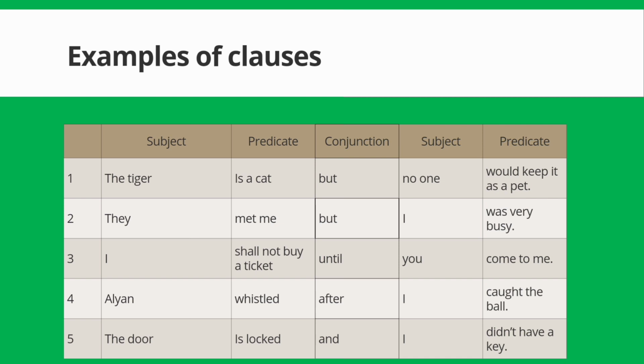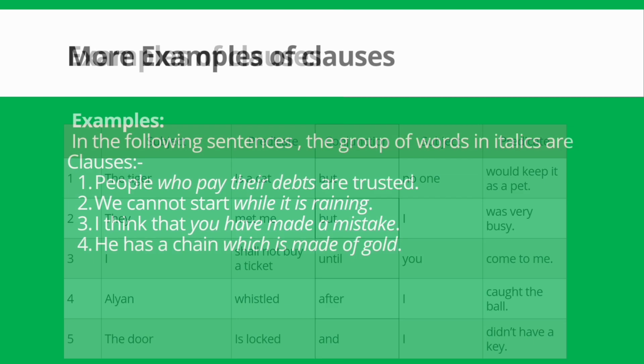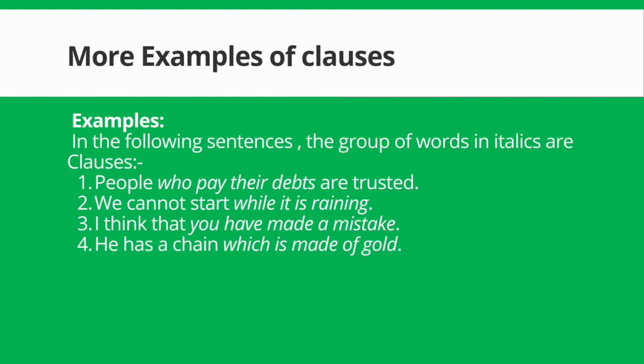In the second sentence, they met me, one clause, but conjunction. I was very busy, second clause. I shall not buy a ticket, first clause, until conjunction. You come to me, second clause.